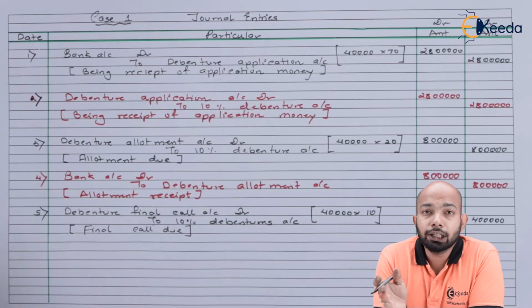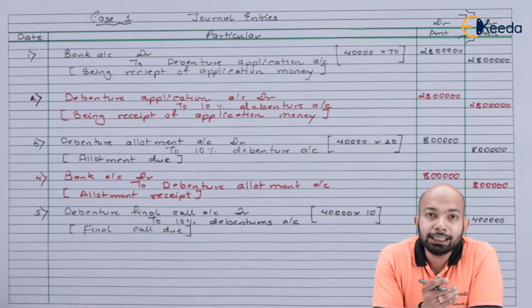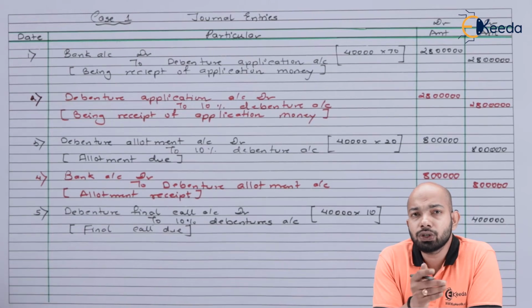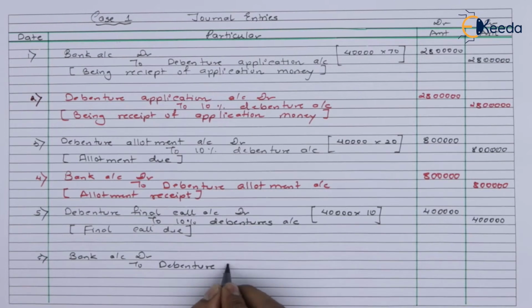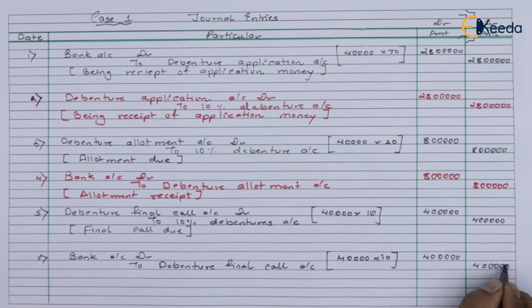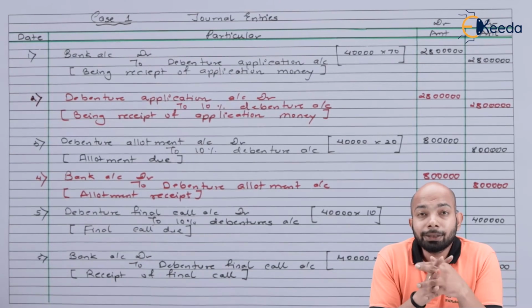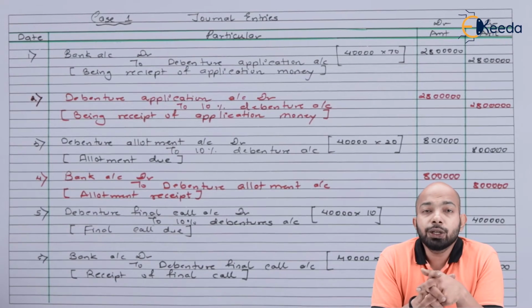That is debenture final call account debit to 10% debenture. The next entry, or the last entry that we're supposed to pass here, is receipt of final call, which will be bank account debit to debenture final call account. So the same thing has been mentioned here. That means bank account debit to debenture final call.